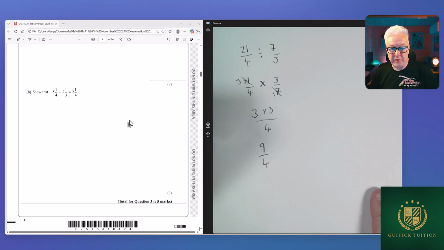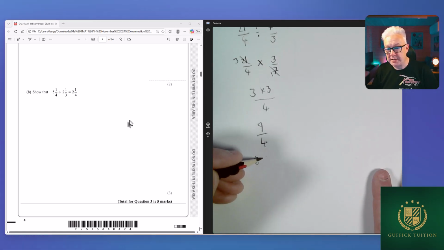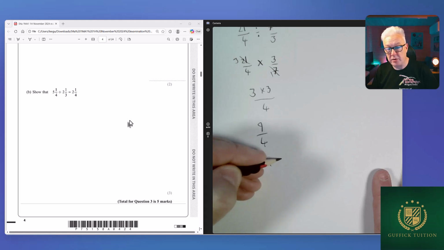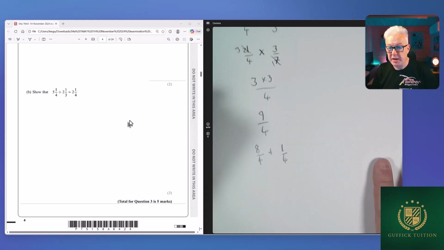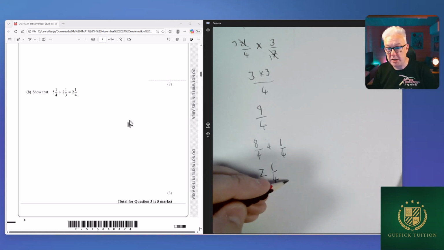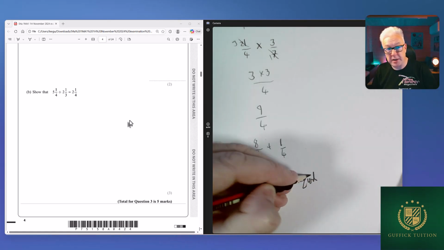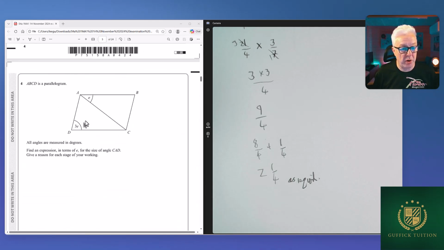Right, 9/4. So that can be thought of as 8/4 add 1/4. And 8/4 is 2, so it is 2 1/4 as required there. So that's our part B done on that fraction one.